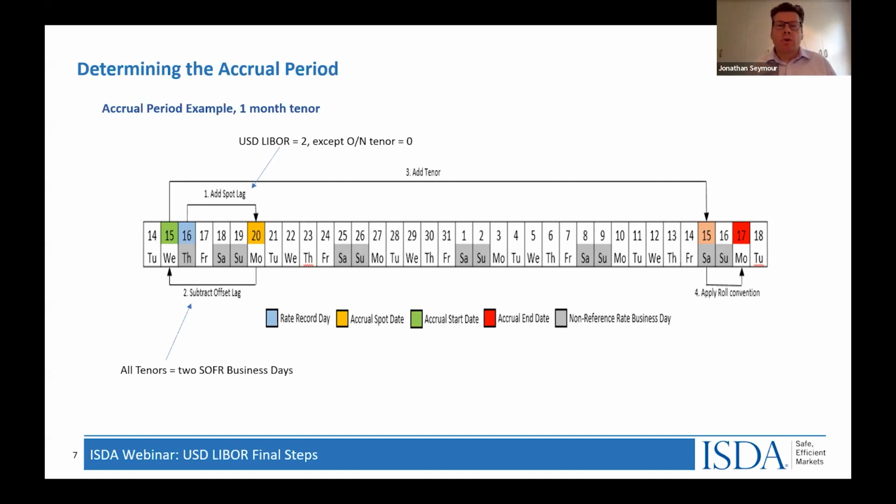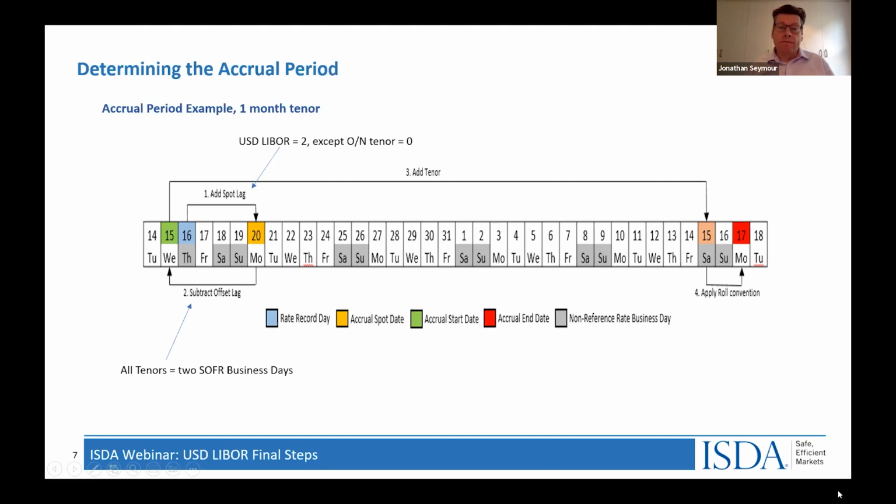The methodology requires us to find the spot starting date for the accrual period. And that is, in the case of LIBOR US dollar, it's 2 business days. So you move from the 16th in blue forward 2 business days. That takes you over the weekend to Monday, the 20th. This is in yellow. This is the spot start date for the accrual period.